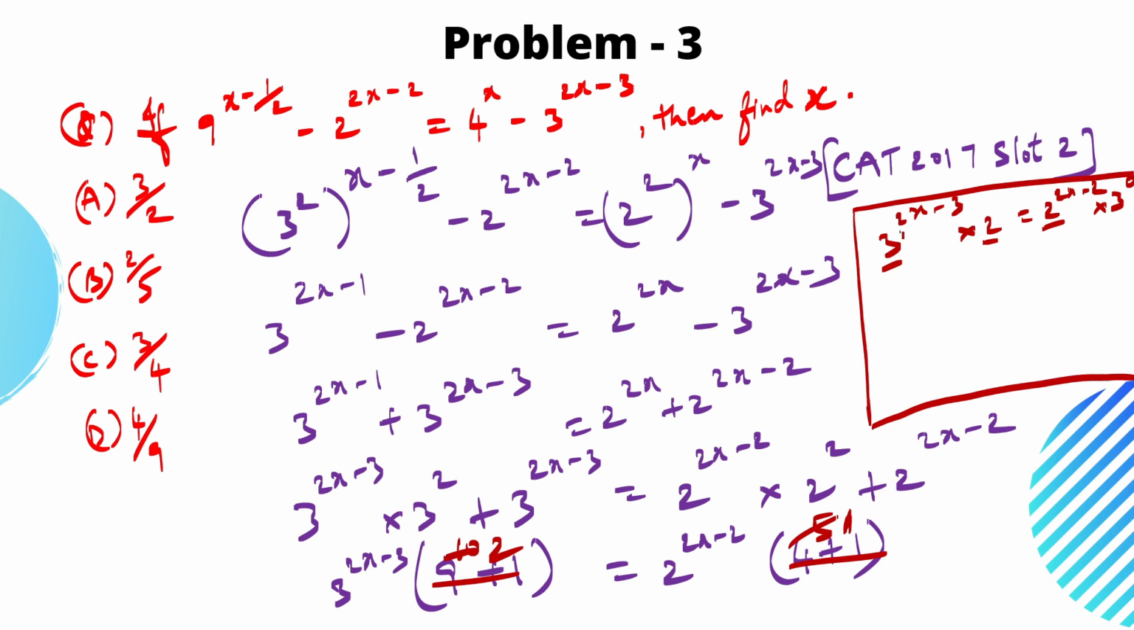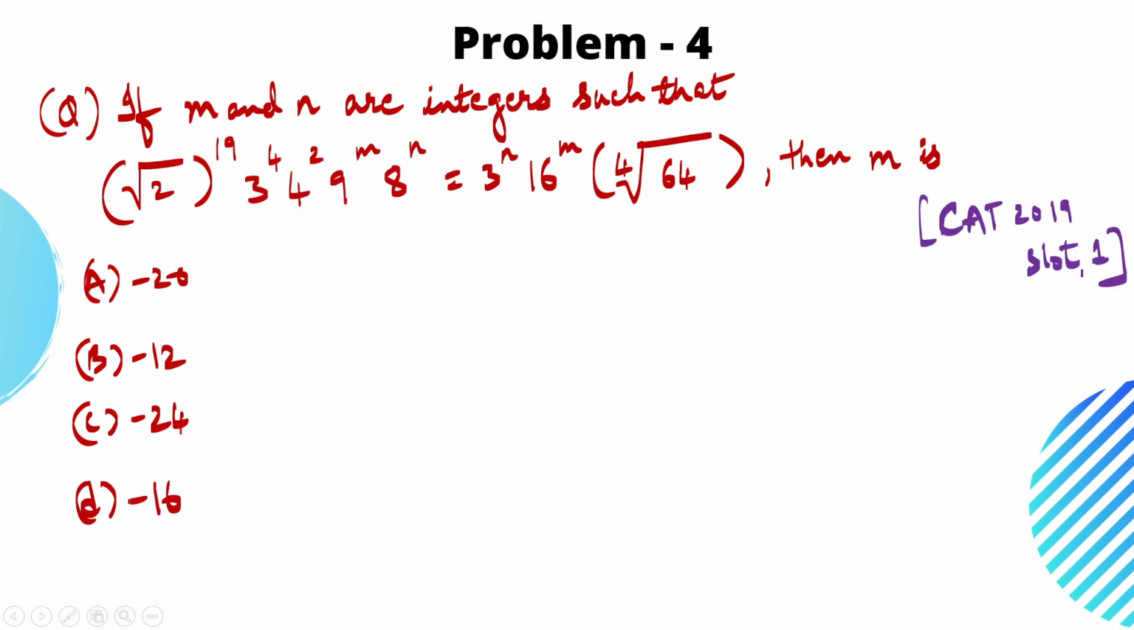So now 2x minus 3 will be equal to 0. We are equating the base 3, which is this base with 3 and 3. We are equating these two. So 2x minus 3 will be equal to 0, and x will be equal to 3 by 2. This is our answer. Alright.